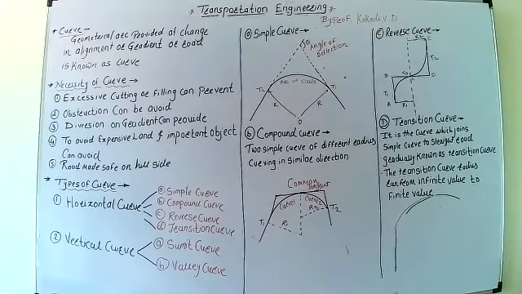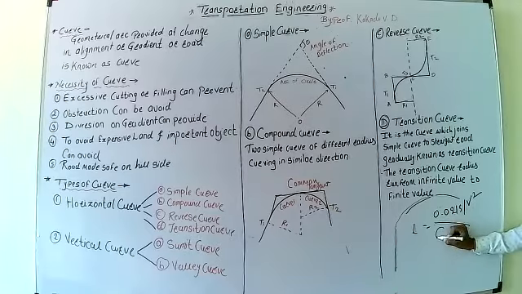So the formula for calculating the length of a transition curve is L equal to 0.0215 V square divided by C into R. C is the extra widening provided, R is the radius of the circular curve, L is the length of the transition curve, and V is the speed in km/h.